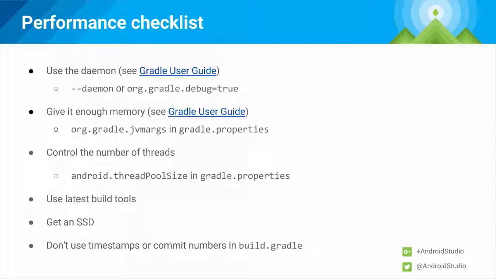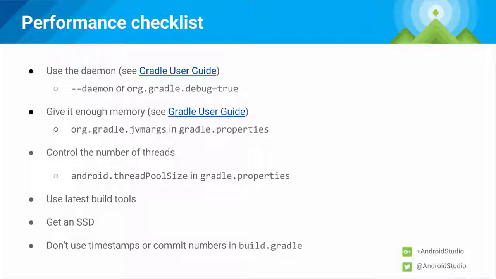That is already the case if you're building from Studio, but if for some reason you're building from the command line, like for example when you're trying to measure your build times, make sure you use the --daemon flag or enable it permanently using the Gradle properties. Secondly, please make sure to give the daemon enough memory. That is especially important when using the in-process dexing support that Zaf mentioned earlier today. You can use the org.gradle.jvmargs property to set the heap size that the daemon will use.